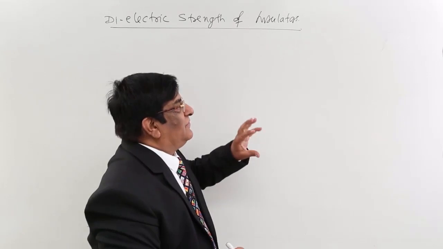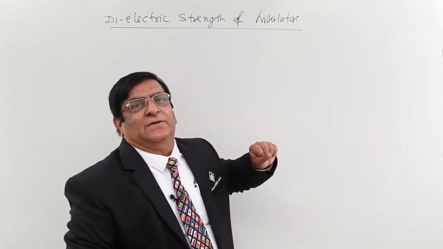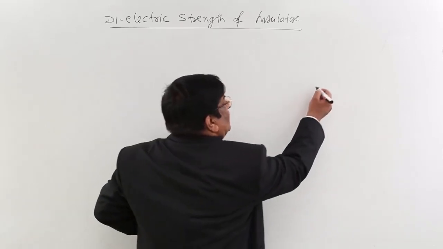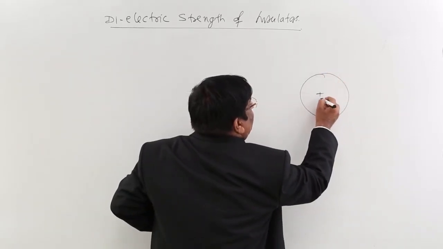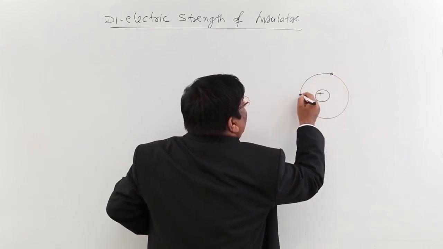We have done insulators, saying that insulators do not allow charge to move. The answer is we must know the mechanism of movement of the charges. In an insulator, okay, there is a nucleus here and there are electrons here.